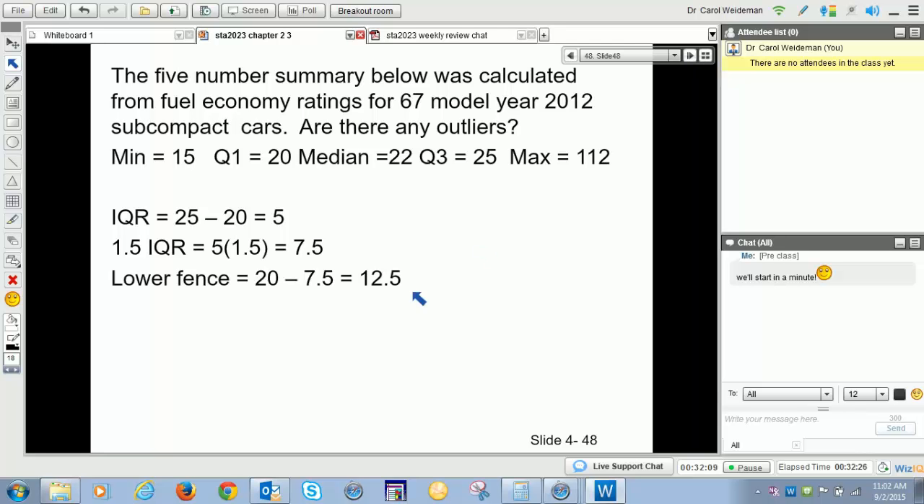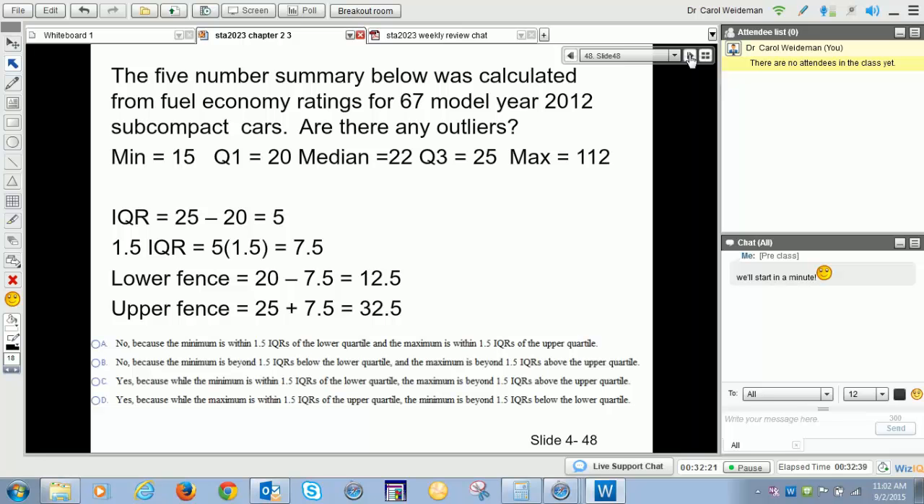On the low side, I get 12.5. My minimum is 15, so I don't have an outlier there. The upper fence is going to be 25 plus 7.5, 32.5, and I have a maximum of 112. So there's at least one outlier. The maximum is beyond 1.5 times the IQR, so there's at least one on the maximum side.